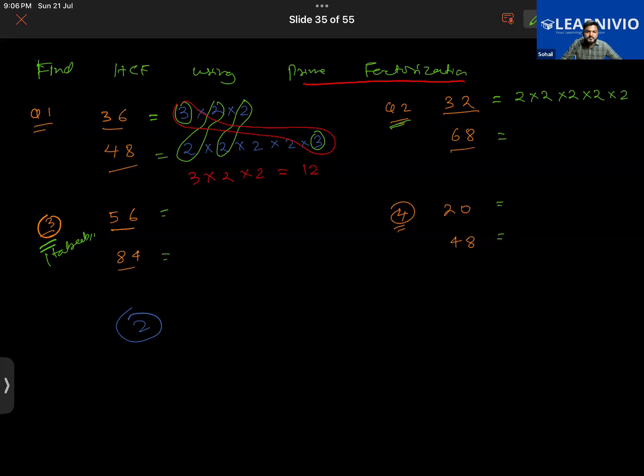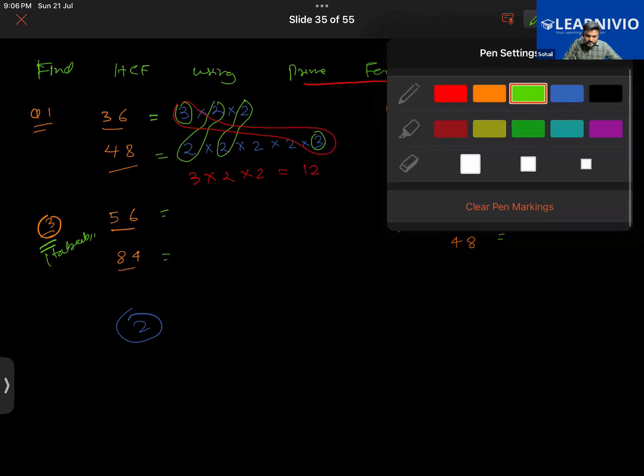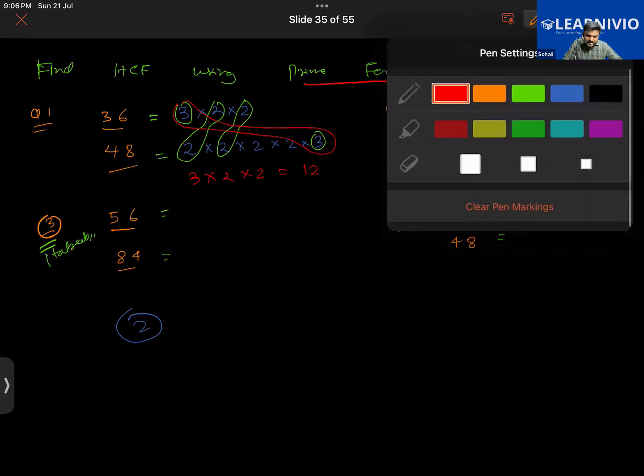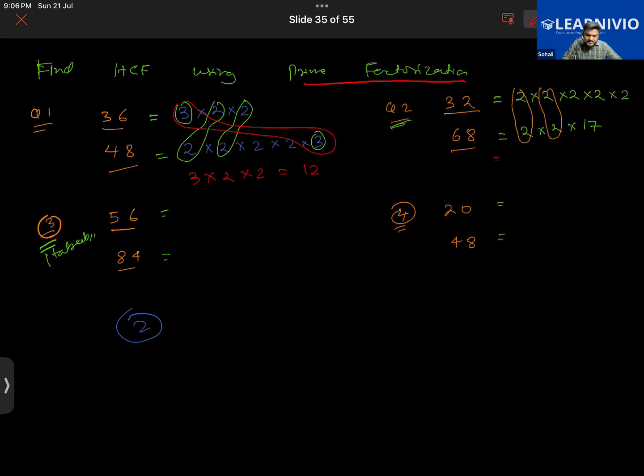For me, it's 2 and 17 factorization. Very good. So that is 2 times 2 times 17, right? Yes. So thereby the common factors are this 2 and this 2 only, and 17 is not a common factor. So the HCF would be simply the product of these two numbers, that is 2 times 2, that is 4. So 4 is the HCF of the numbers 32 and 68. Got this now?